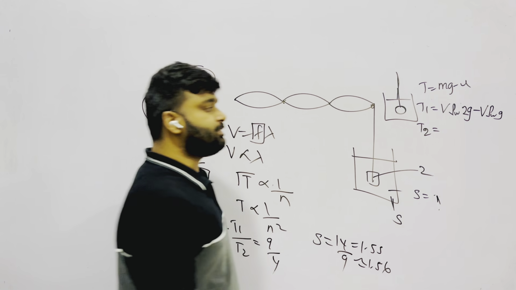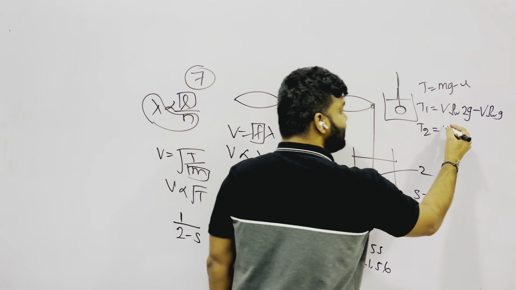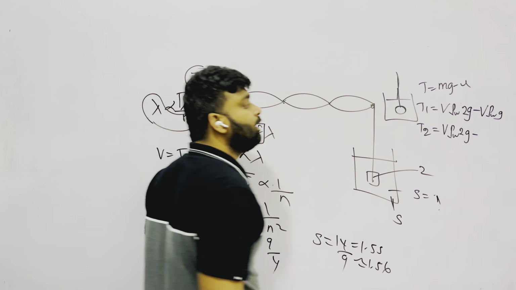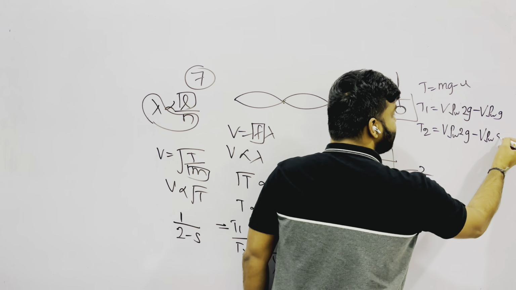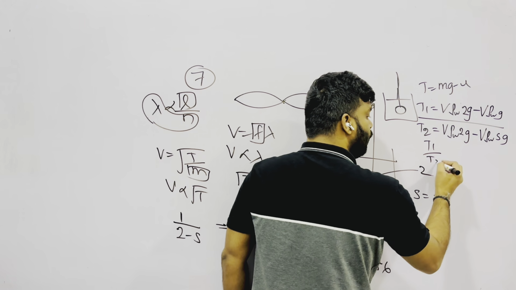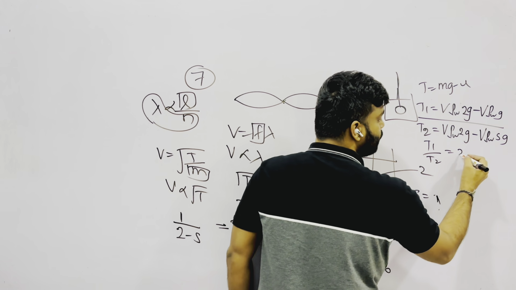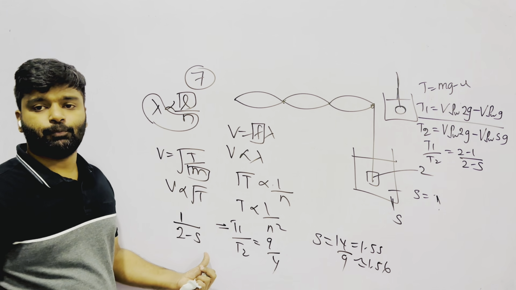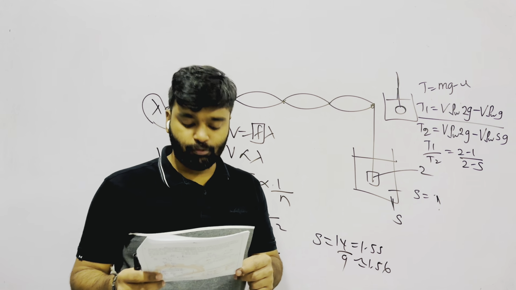Second one, when the same object is inserted in a liquid of relative density S, the weight is the same, V rho water into 2 G. Upthrust is V rho water into S into G. If you divide 1 by 2, T1 over T2 will be equal. V, rho water and G will be cut off, giving 2 minus 1 over 2 minus S. That's what we directly put. With practice, you can get it. Therefore, question number 7, answer number 4.